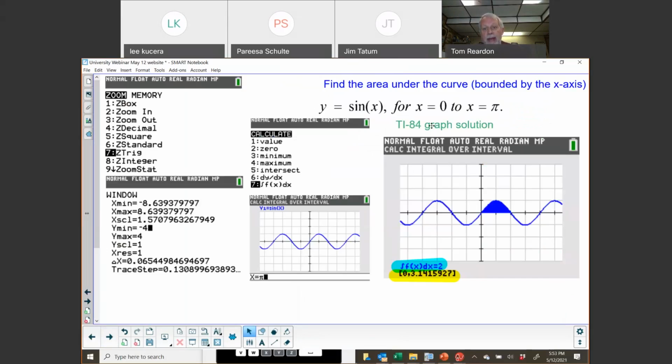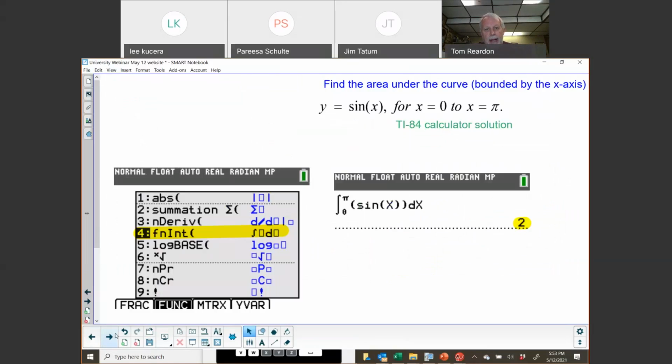Find the area under a curve bounded by the x-axis and the sine of x. I thought I would illustrate that. I love going from 0 to pi, and you get that exact answer of 2, which, with all those irrational numbers, just kind of blows me away. You can also just do it without the graph and just do the function integral there on the 84.